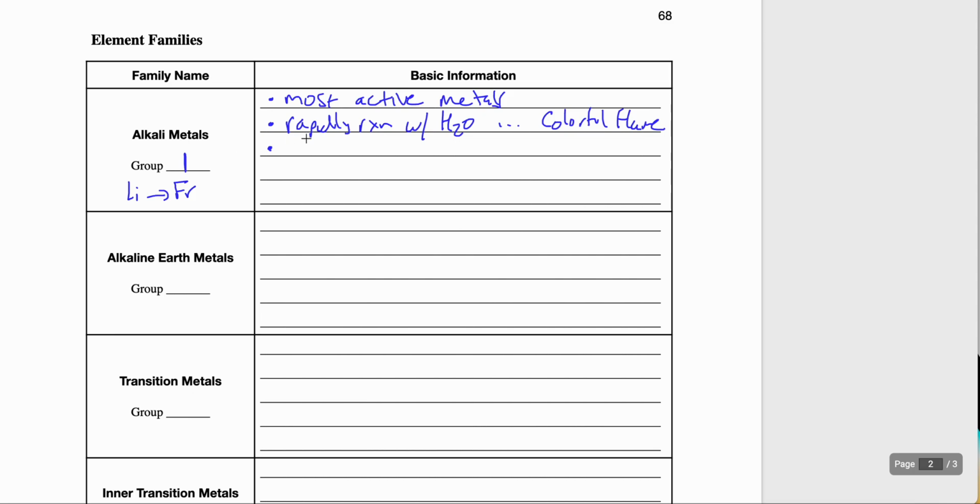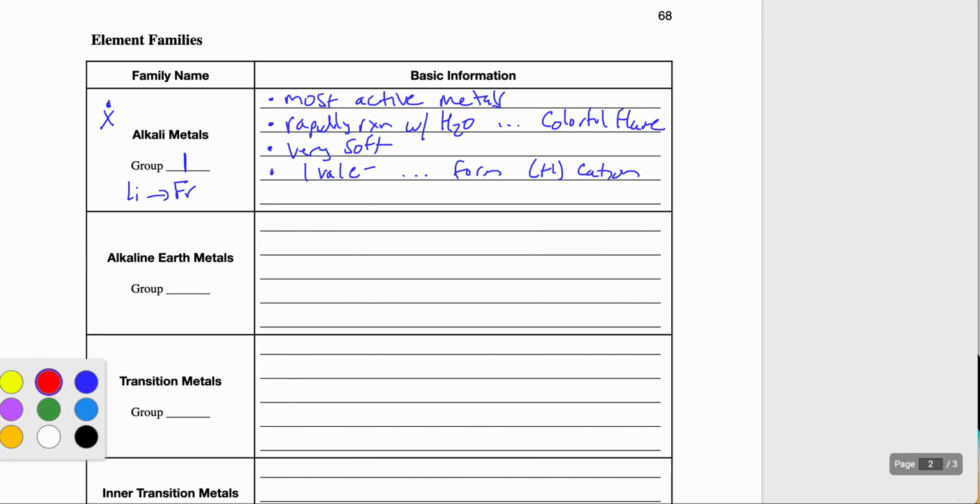These metals are also very soft. They have about the same hardness as butter, so you can actually cut these with a simple butter knife. And what makes them belong to the alkali metals is that they have one valence electron, and they tend to form a +1 cation.